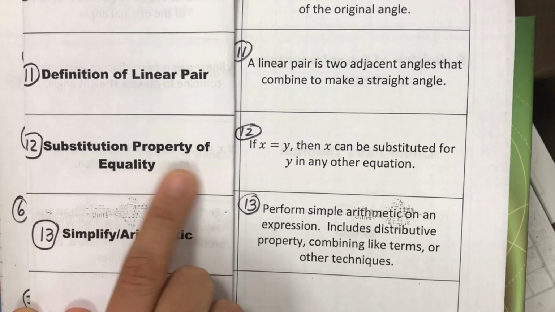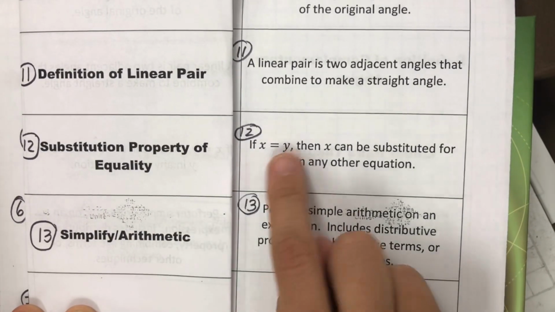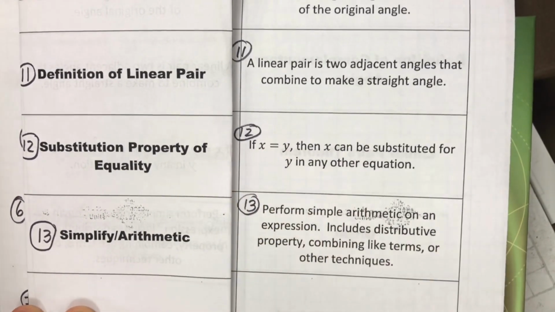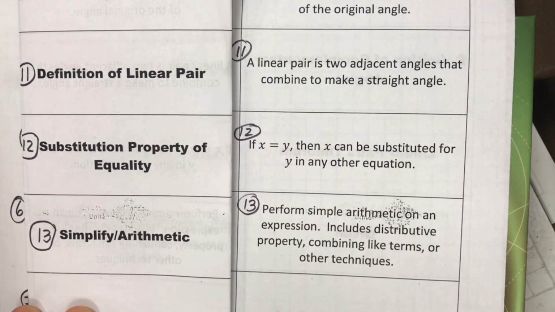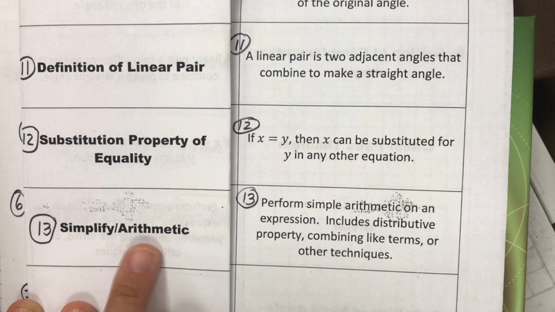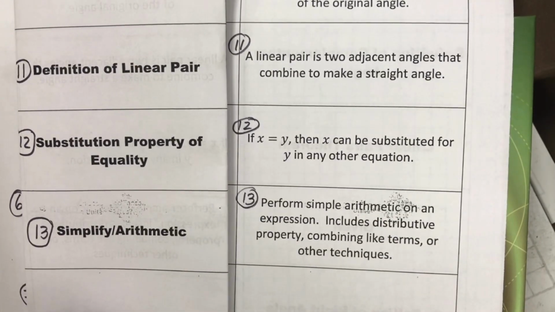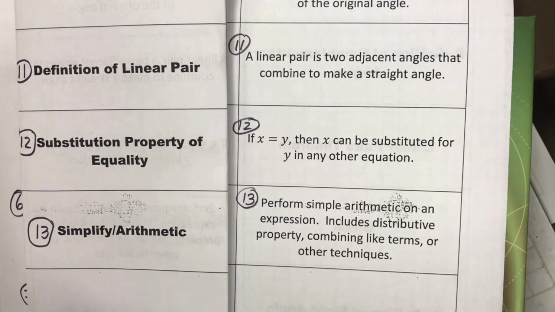Definition 12, the substitution property of equality means if X is equal to Y, then X can be substituted in for Y in any other equation. We can substitute something in. And last but not least, when I simplify or perform arithmetic, all I'm doing is performing simple arithmetic or math calculations on an expression. This would include distributing or combining like terms or any other techniques you might think about calculating.